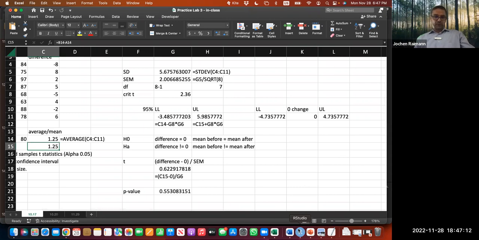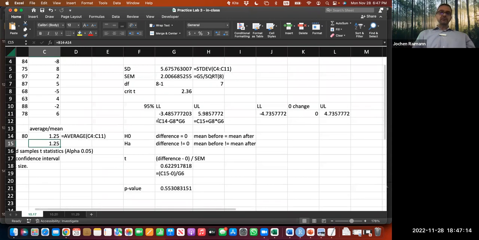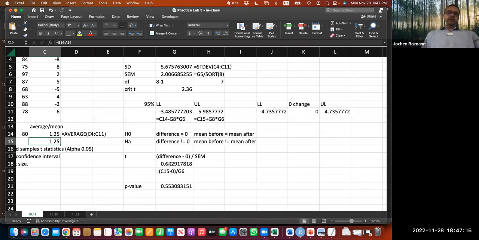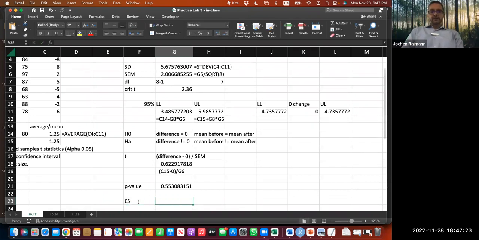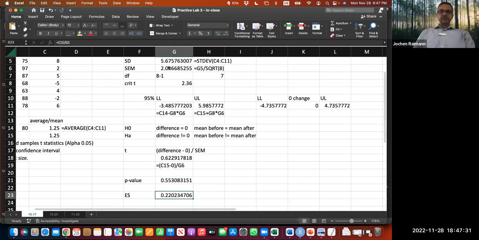Okay. Good. So this was the calculation of our t-score, and this is the corresponding p-value. Lastly, we just need the effect size, and the effect size is simple. That's basically just the difference divided by the standard deviation of our difference scores, which gives us an effect size of 0.22. As we know, it's a small effect size. Not only small, it's a small and non-significant effect size.